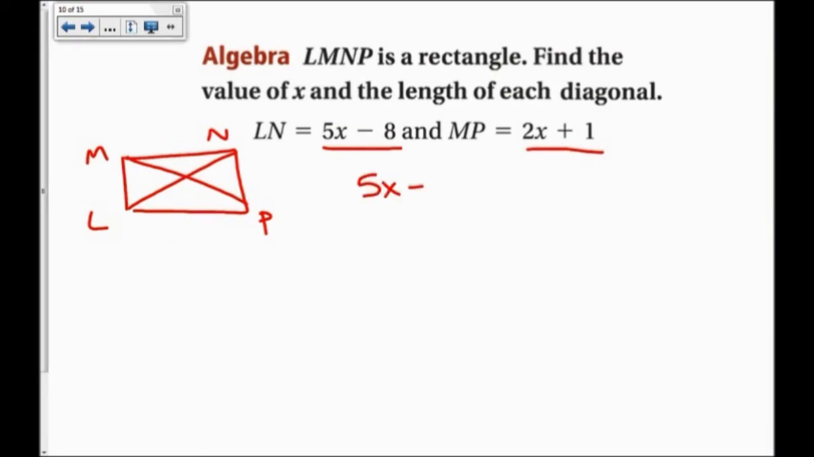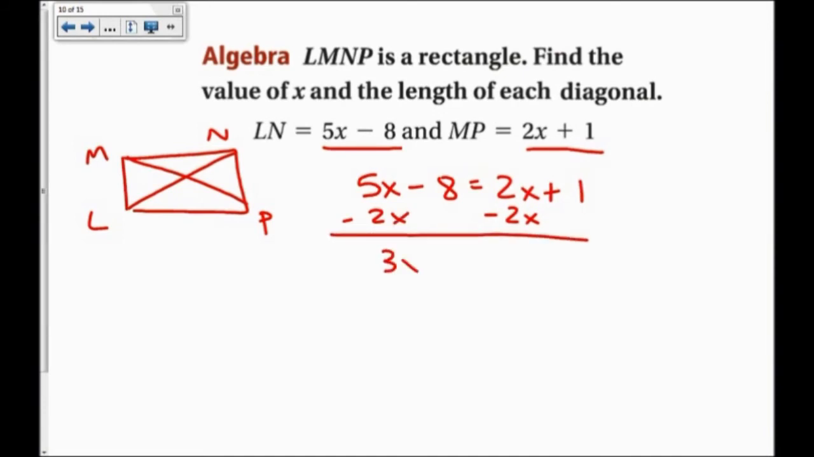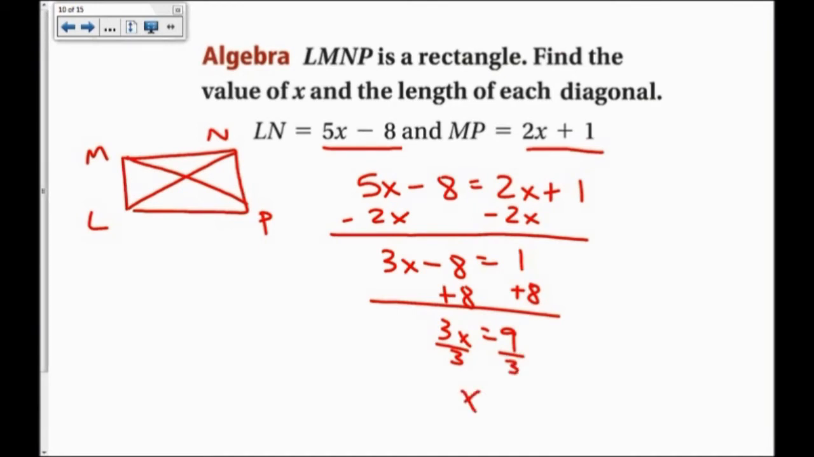So 5x minus 8 is equal to 2x plus 1. And I will subtract 2x from both sides. And 3x minus 8 is equal to 1. So I add 8 to both sides. 3x is equal to 9. Divide both sides by 3. And x is equal to 3.